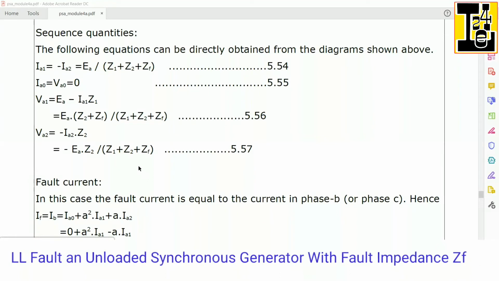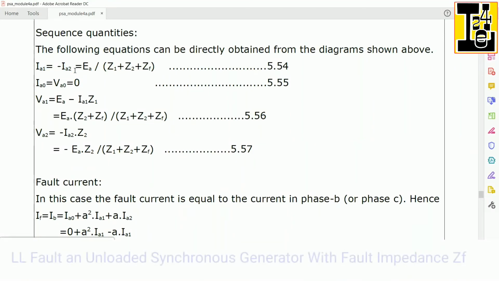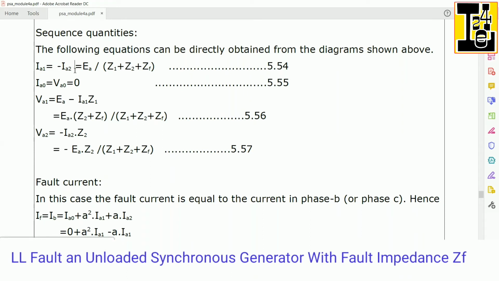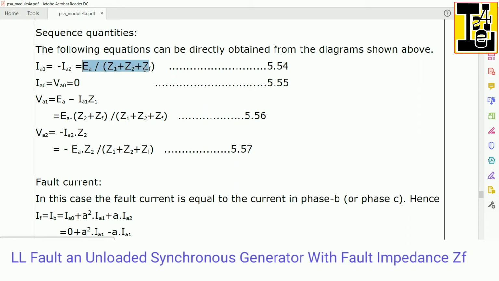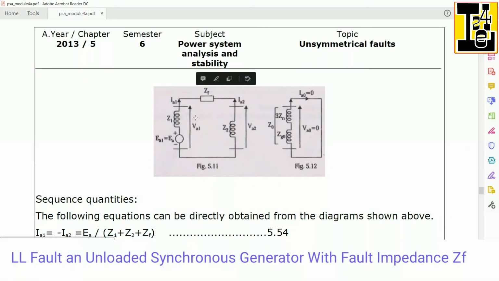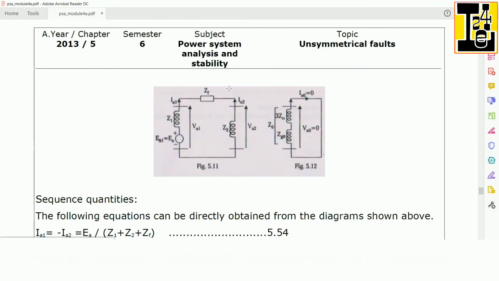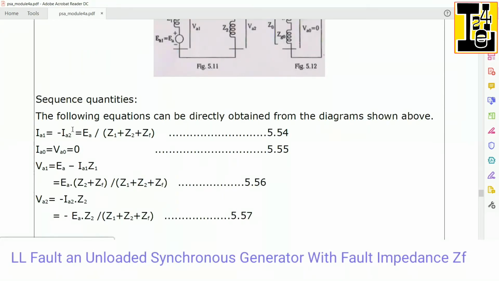The 6 sequence quantities can be written. The first 2 sequence quantities are the sequence currents IA1 and IA2, which are opposite to each other and equal to each other. By observing the positive sequence network and the negative sequence network connection, the current flowing in this network is equal to EA divided by Z1 plus Z2 plus ZF.